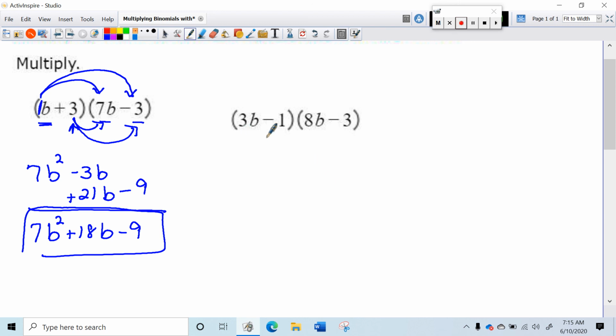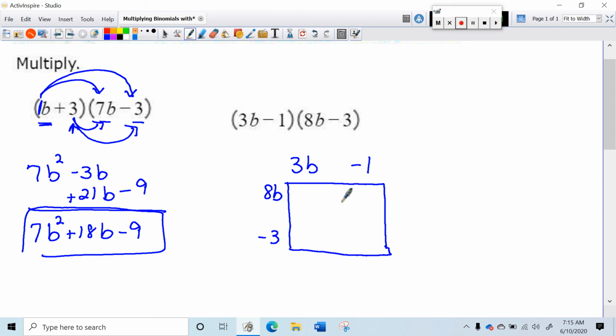I write the first set of parentheses horizontally, so 3b minus 1. Notice I left some space. The next binomial goes vertically, and I make a rectangle under that. You separate each term with a horizontal and a vertical line. Now, you're going to multiply up and over.